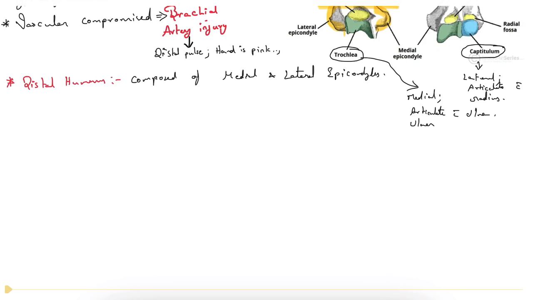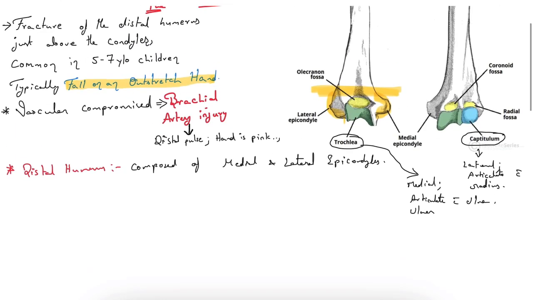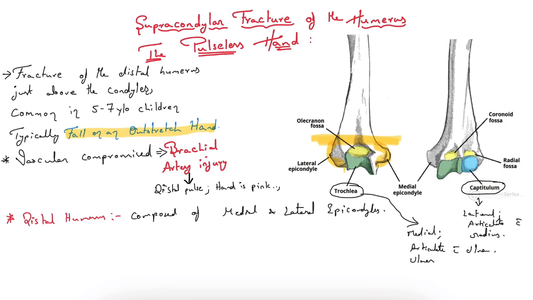So it is structurally weak, and fractures most commonly happen here. This supracondylar region is the narrowest part of the humerus, so structurally it is very weak, and it is a common fracture site.